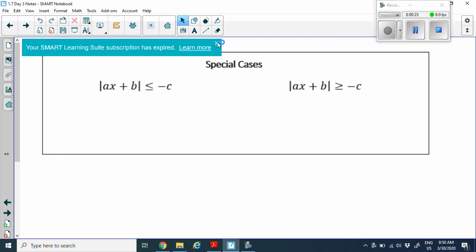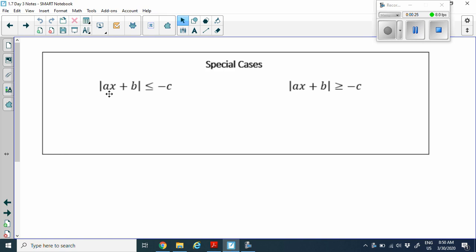So notice here that we have the absolute value of ax plus b is less than or equal to negative c, and then the absolute value of ax plus b is greater than or equal to negative c. Okay, so when we have a less than problem, that also means that we could have just the less than symbol. It does not always have to have the equal bar. So this is what we call the and problem, right?